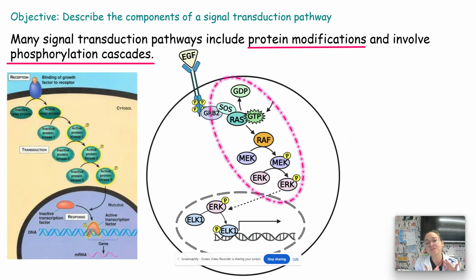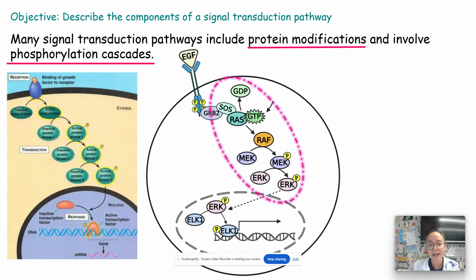And when we phosphorylate a molecule, that usually causes a protein to change shape, go through a conformational change, and most of the time is going to activate that protein. There are rare cases where a phosphorylation of a molecule will deactivate it, but generally it activates it.